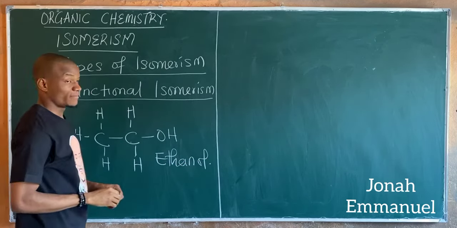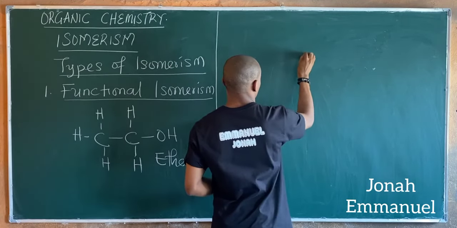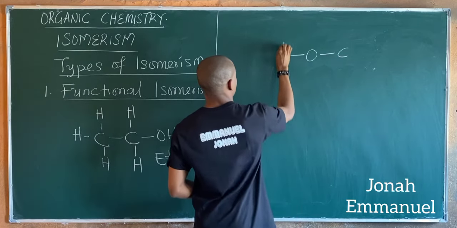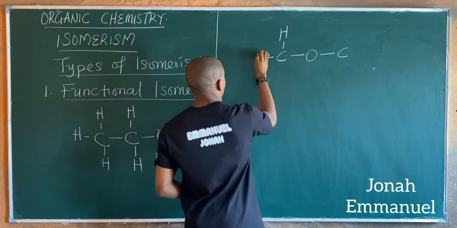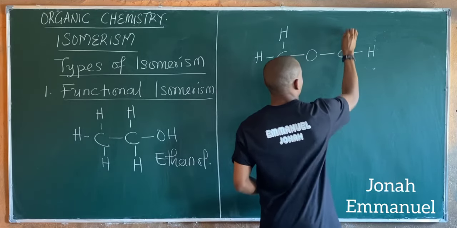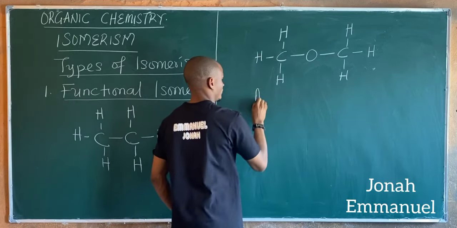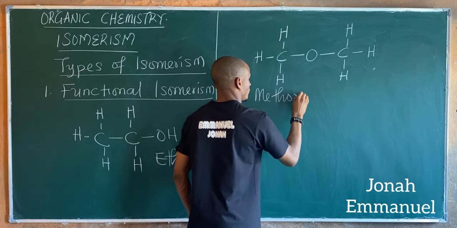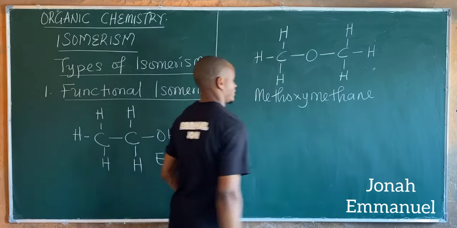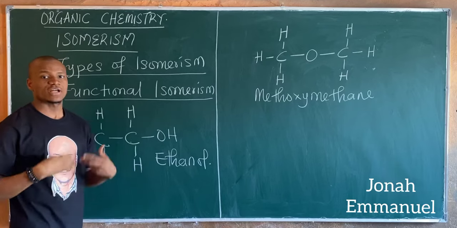Let's consider methoxymethane. For methoxymethane, here's your formula. This is the formula for methoxymethane. All right. So this is methoxymethane. All right. So we are saying these two are functional isomers, or they exhibit functional isomerism.